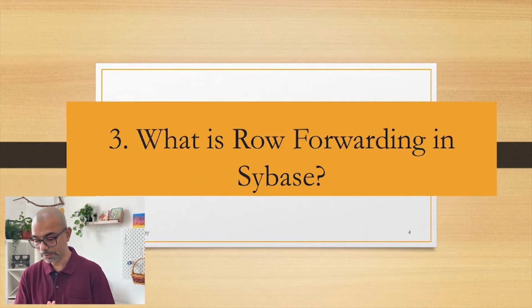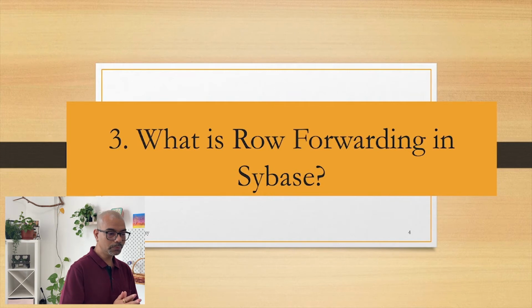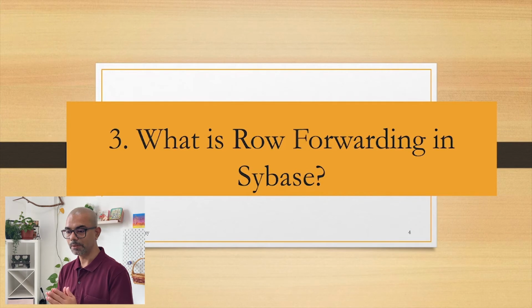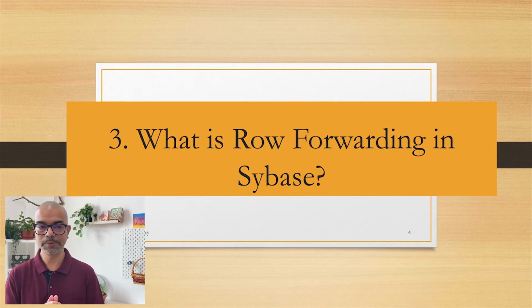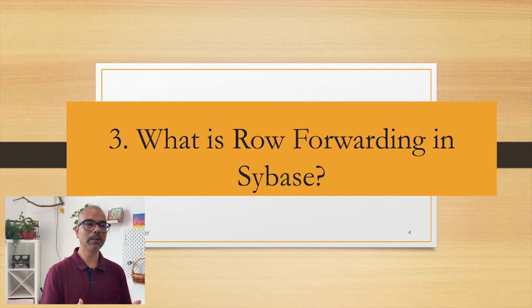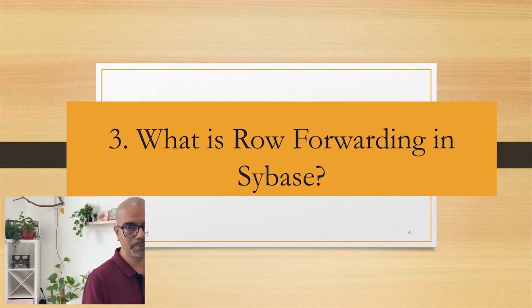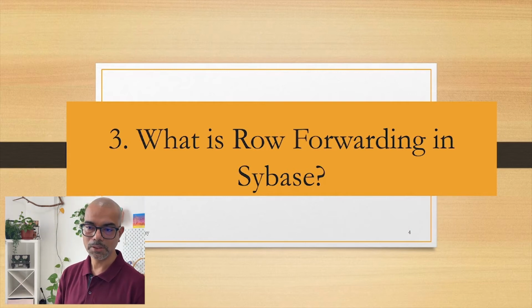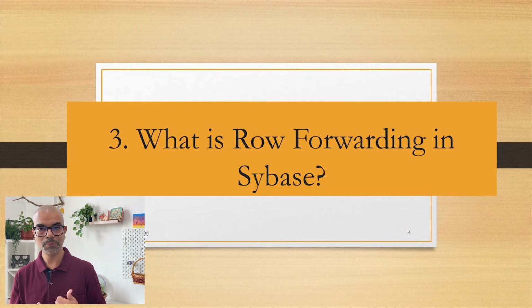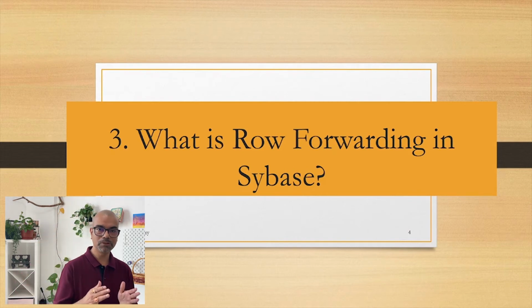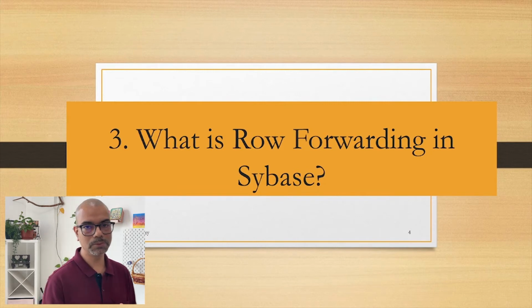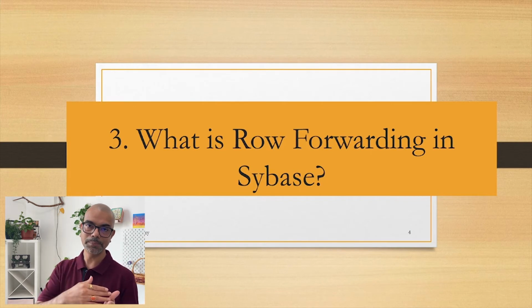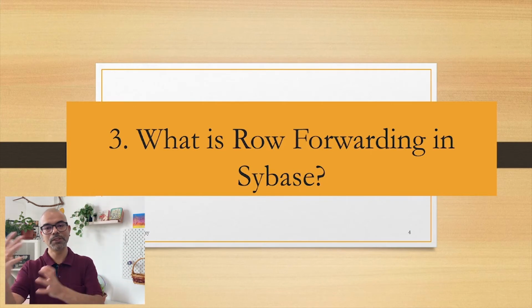Okay, what is row forwarding in Sybase? Row forwarding happens when you update a row in a table, and that update is so big that it is not able to fit into one page. Then it has to move into another page. That is something called page split. Whenever this happens, that's when row forwarding comes into the picture. In case of row forwarding, the reference will be on the main page, but the actual content will be shifted to another page.